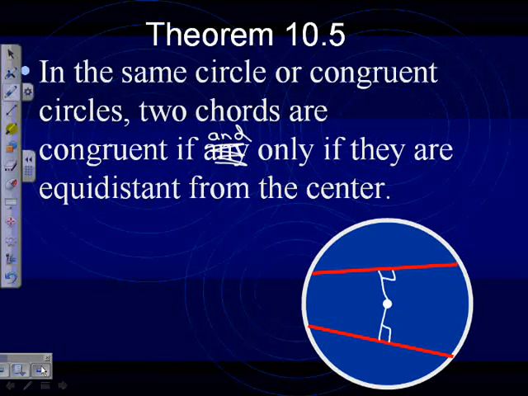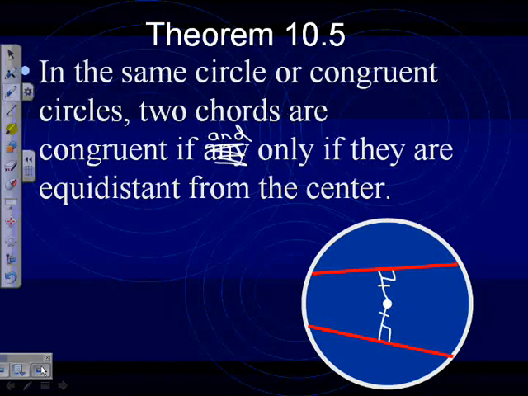So what the theorem is saying, those two red chords can only be equal if these two white segments that I just drew are equal. The only way that chords are equal is if they are the same distance from the center. And this is one that you could use in a couple different ways. As long as you know that these two segments are equal, well, the two red ones would have to be equal. So you can set up and solve the problem.